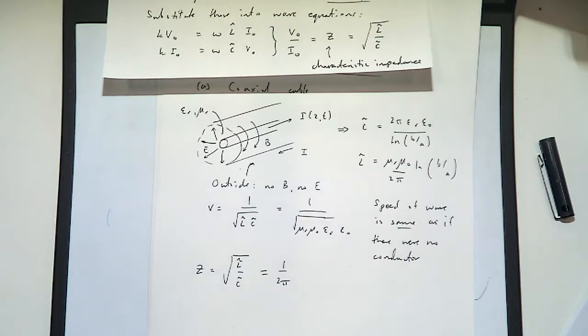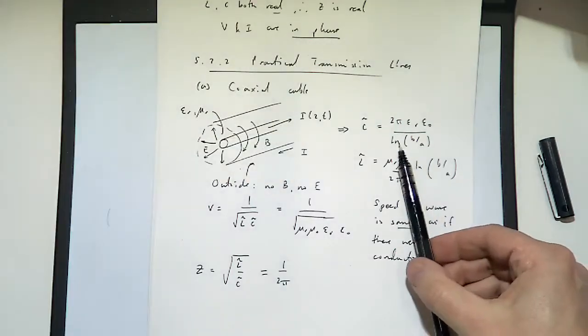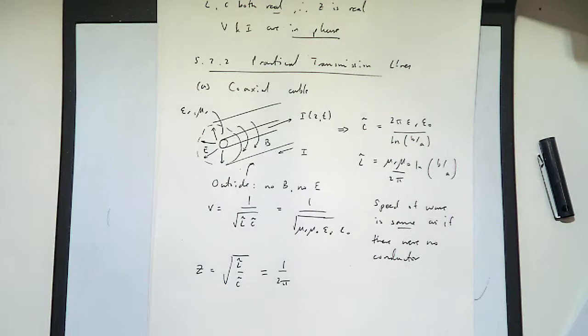So the velocity does not depend on the geometry of the cable. Notice that the log B over A, the size of the cable, cancelled out. It doesn't matter what the size of the cable is, the velocity is the same.